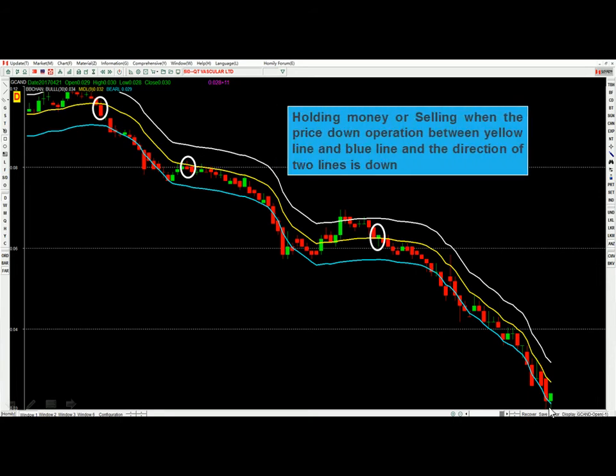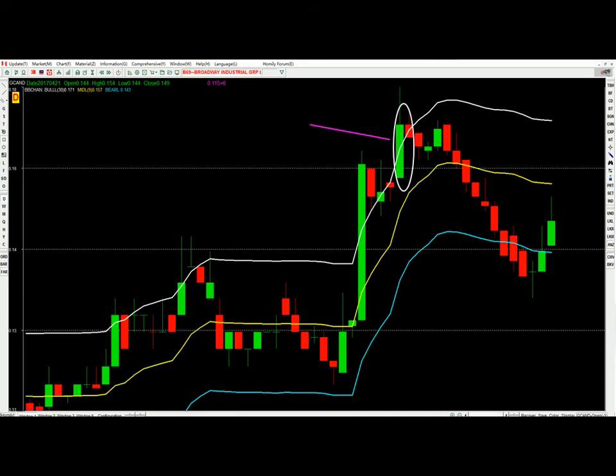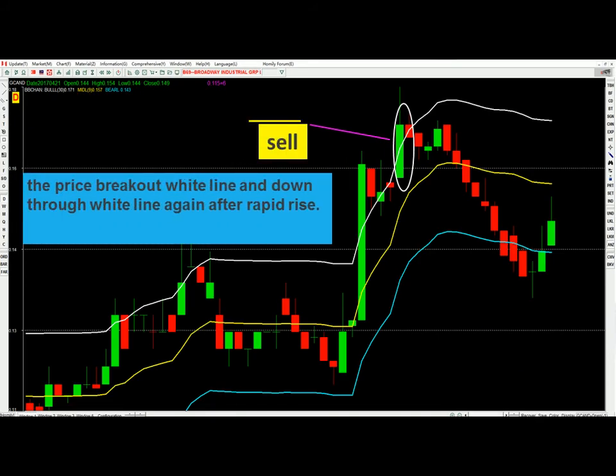So holding money or selling when the price goes down below the yellow line and the blue line is down and the two lines are down. Okay. So let's see this one. Sell point. When you see the price, the bearish candlestick break out white line and down white line again after a rapid rise, you should sell. So we can see here, sharply up right and down again. So here is the sell point.